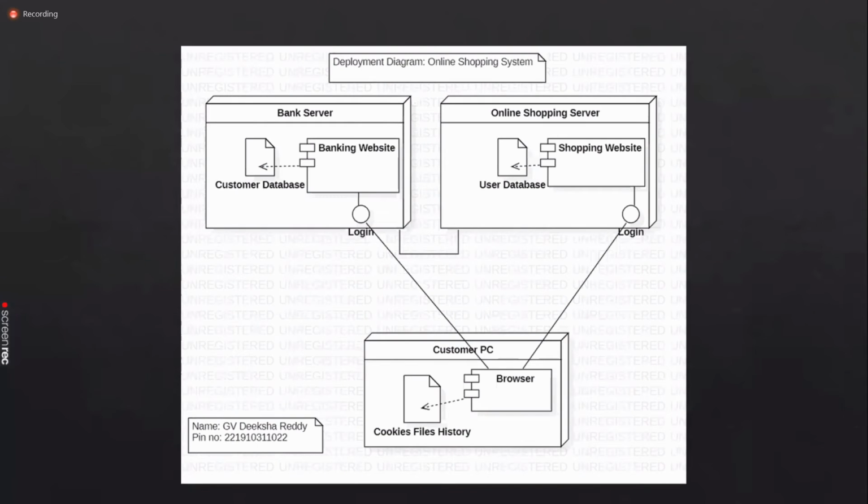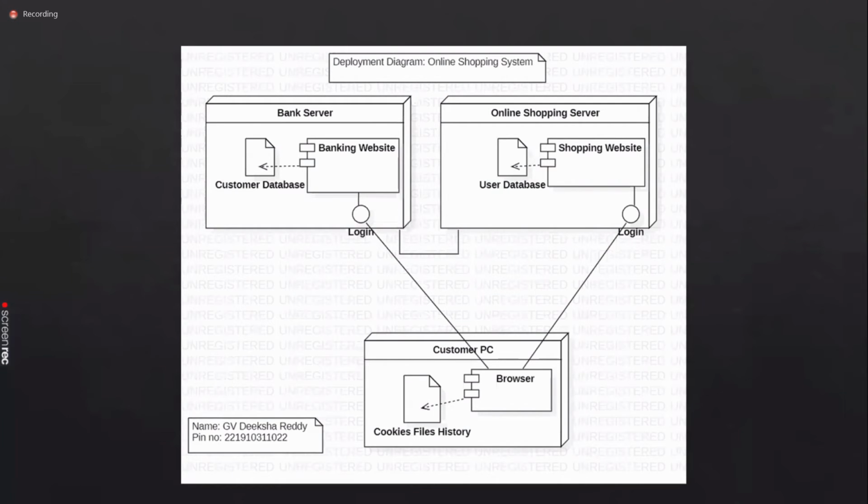Okay, so here we have a node called the customer PC. We consider the customer's PC or the computer as a hardware component. Next, we have a node called online shopping server. This is an external node, and it is a server where the online shopping website is hosted.